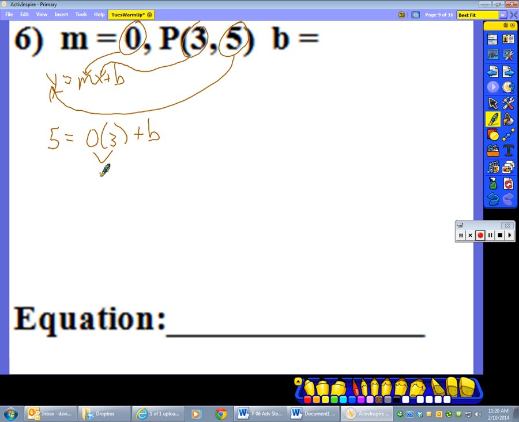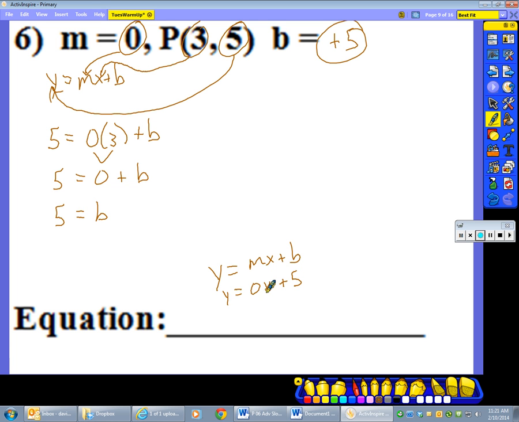So 0 times anything is 0. So 5 equals 0 plus b. I don't even have to do the inverse operation to this because b plus nothing is just b. So what I'm left with is my y-intercept equals a positive 5. So when I create my equation, y equals mx plus b, I'm going to put 0 in for my m value. So now I've got y equals 0x, and my y-intercept is positive 5, so plus 5.